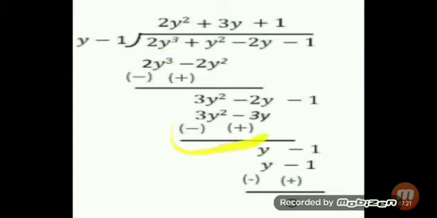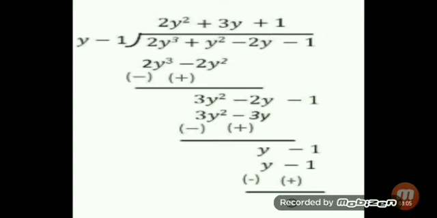Now we change the signs. We cancel first term. We get minus 2 plus 3 is plus y. So we write plus y minus 1. Now we want y and here is also y. So we multiply it by 1, we get y. And if you multiply minus 1 with 1, we get minus 1. After changing the signs, we get 0. So here the remainder is 0. The quotient is 2y square plus 3y plus 1.